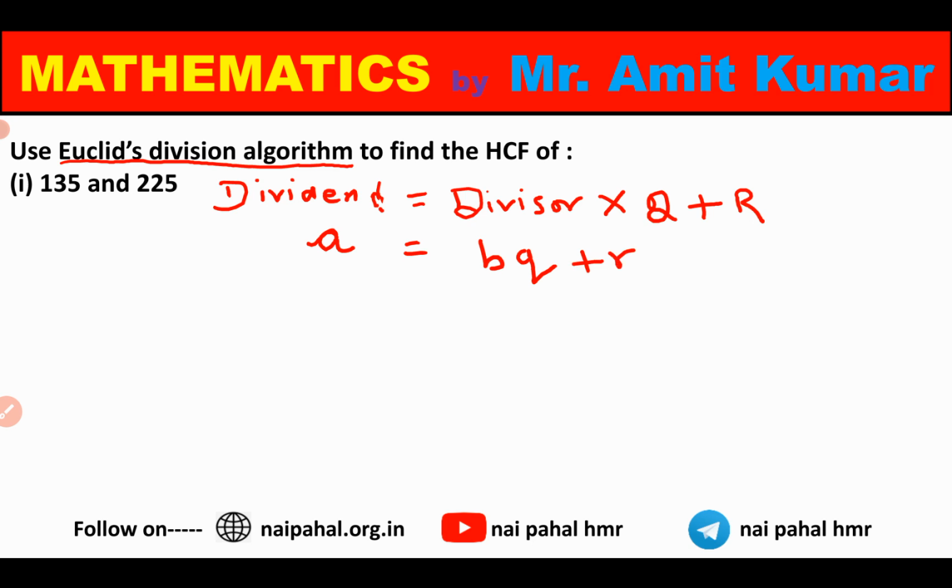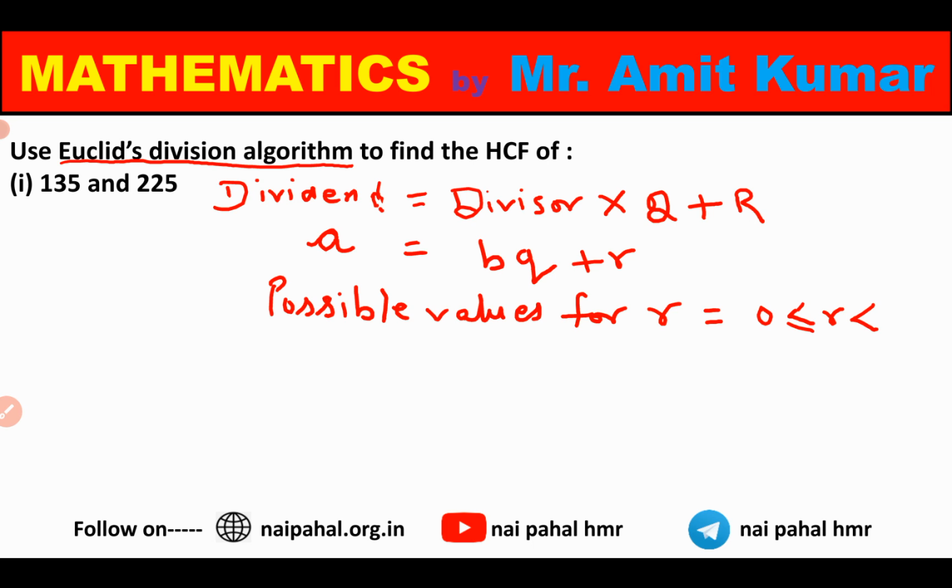Wherever possible, the possible values for R will be 0 less than or equal to R, but R is less than B, which is our divisor. Let's continue with our 135 and 225.